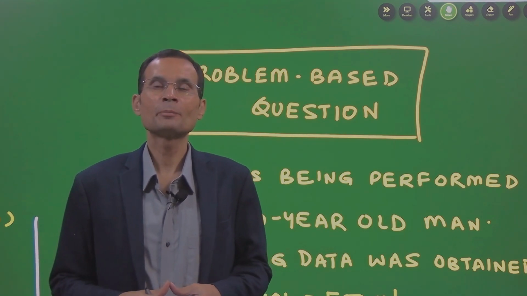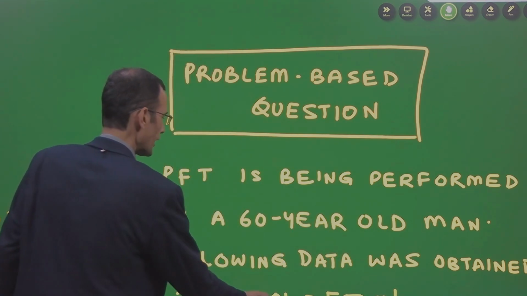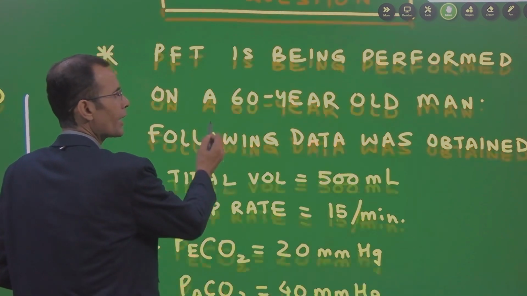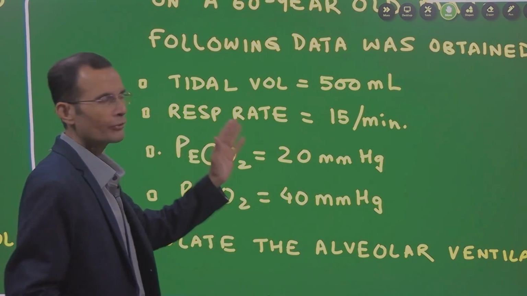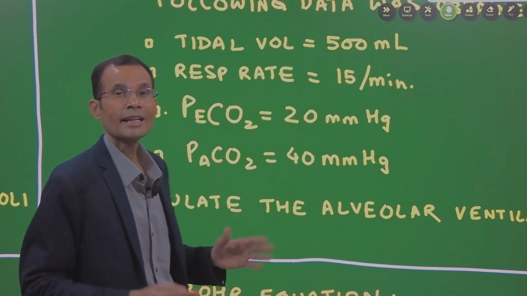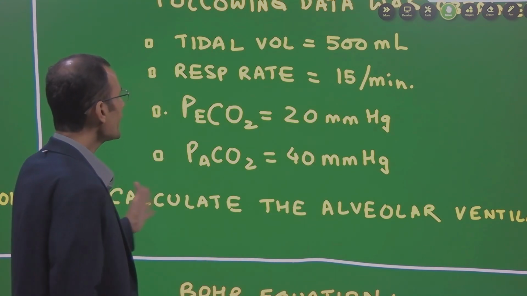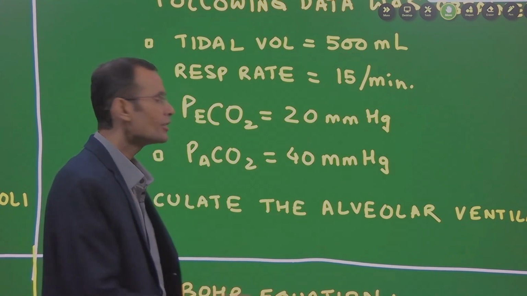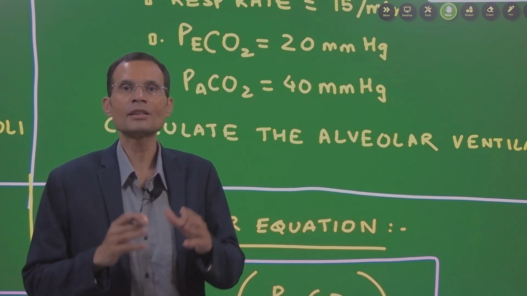Hello friends, a problem-based question related to the respiratory system. Let's check it out. A PFT is being performed on a 60-year-old man. The following data was obtained: tidal volume 500 ml, respiratory rate 15 breaths per minute, PeCO2, that is expired air PCO2, is 20 mm of Hg, and PaCO2, that is arterial PCO2, is 40 mm of Hg. The question is, calculate the alveolar ventilation from the given data.